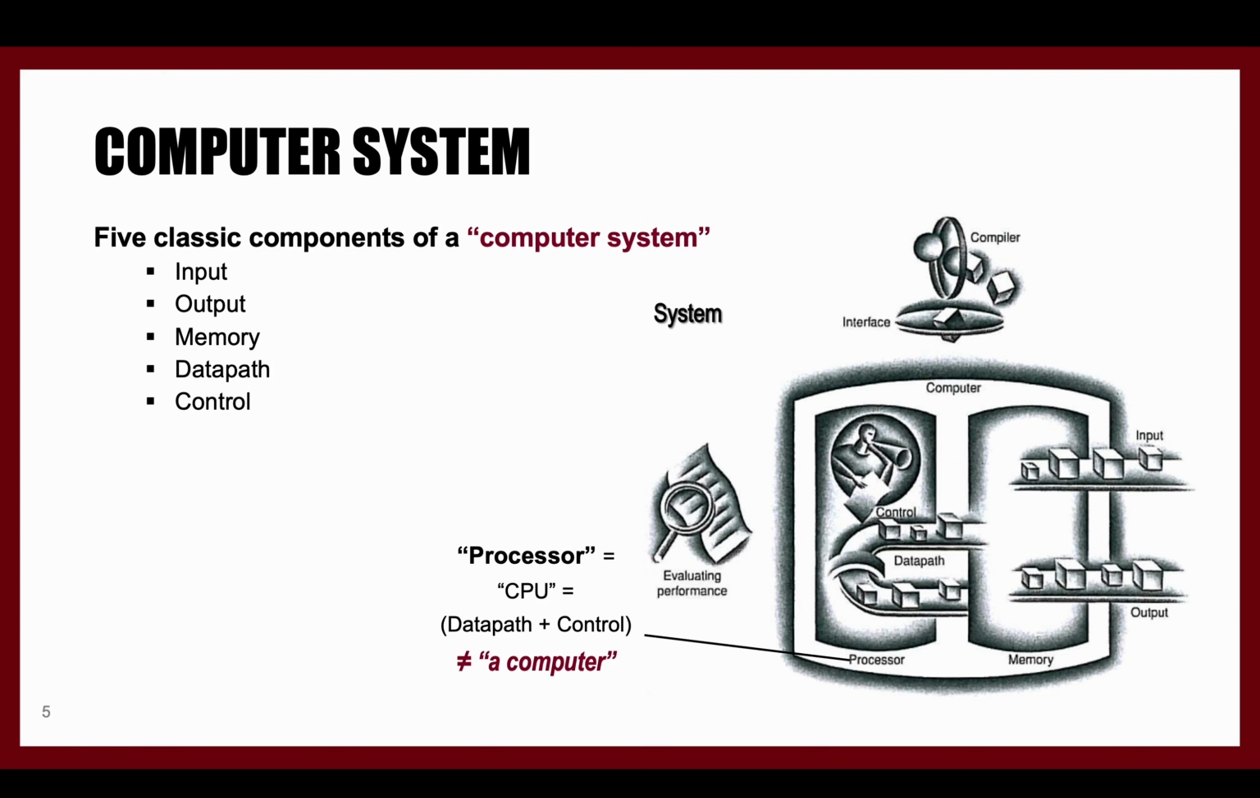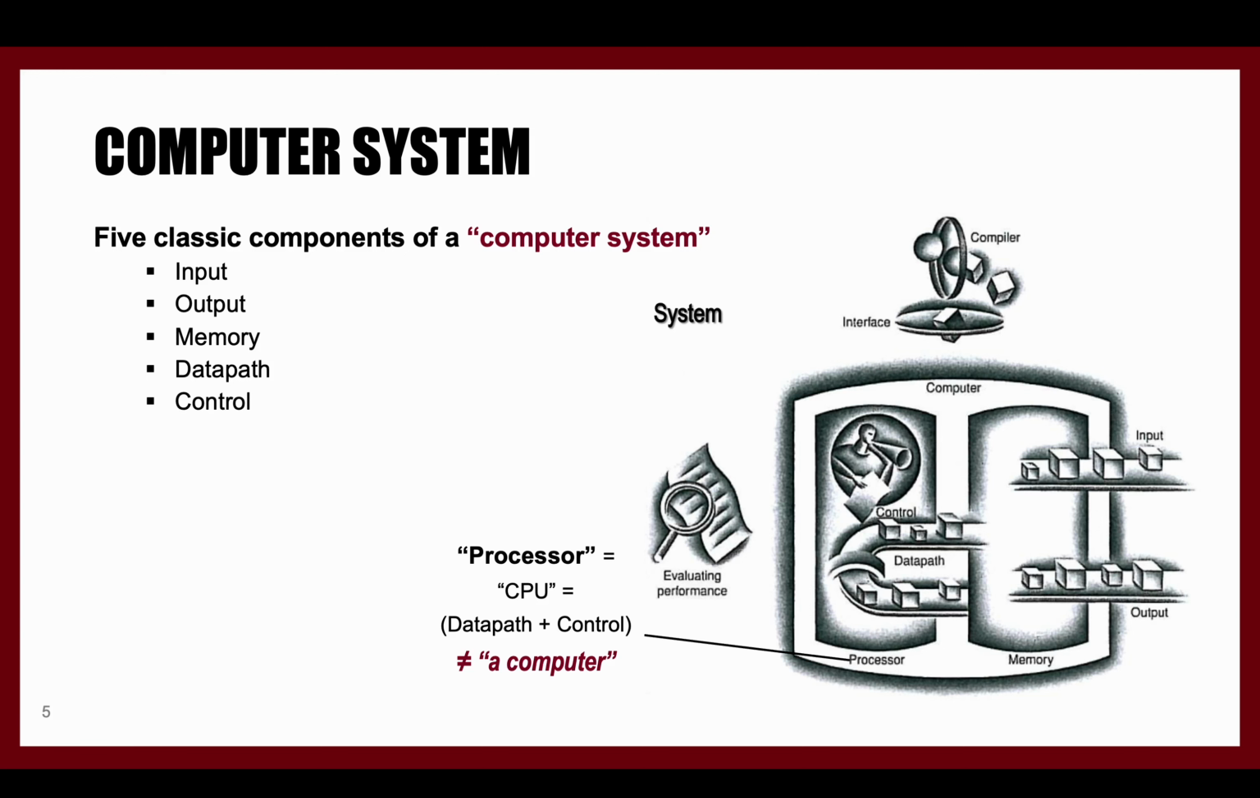Memory. It is the storage area where data and instructions are held temporarily, like RAM, or permanently, like a hard drive or SSD. It allows the processor to fetch and store data as needed. Data path. This is a part of the CPU's processor that performs arithmetic and logical operations on the data. Think of it as the workhorse that does the actual computation. Control. This component directs the operation of the processor. It tells the data path what operation to perform based on the instructions that the CPU is currently executing.